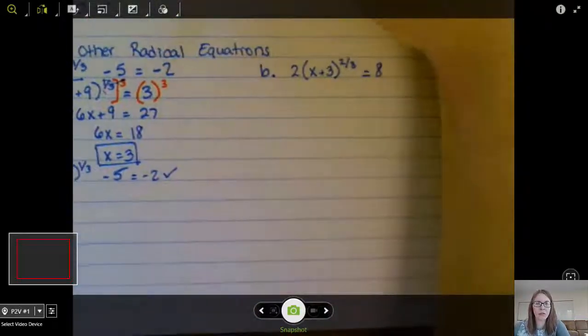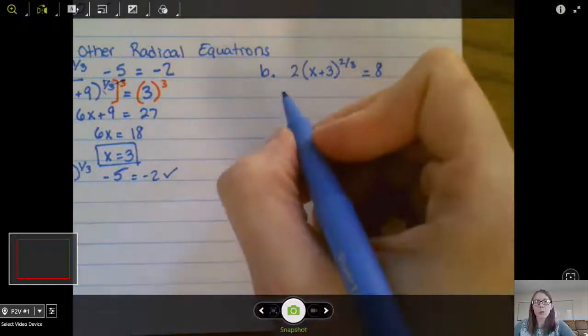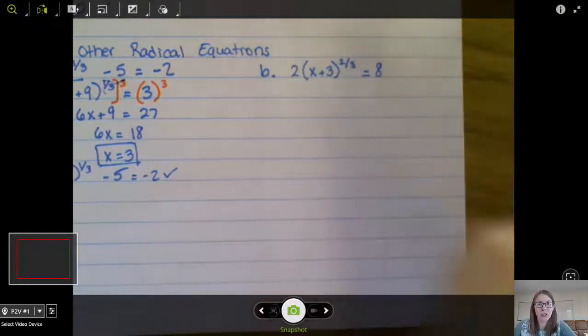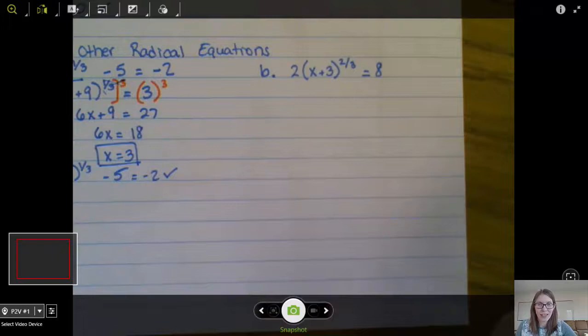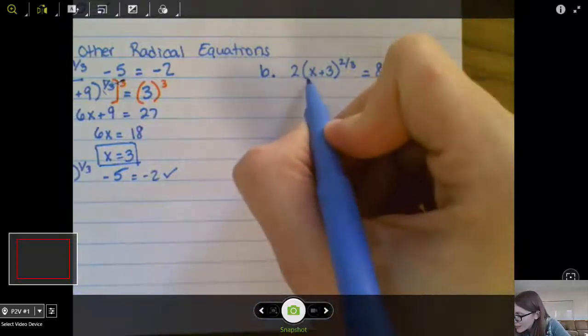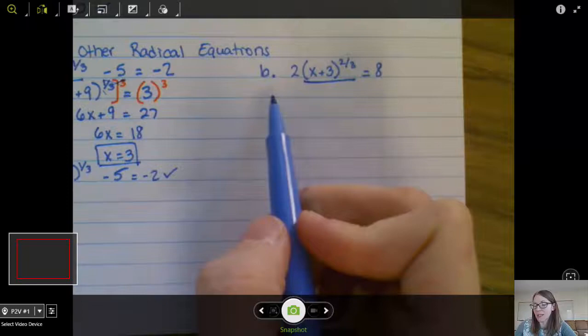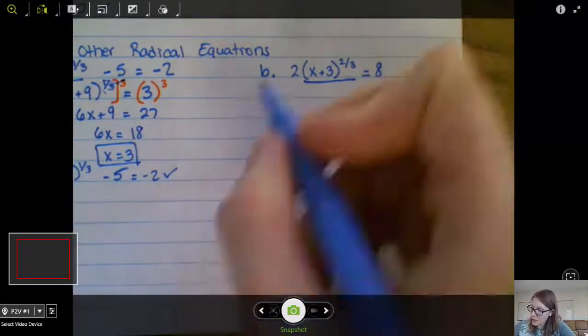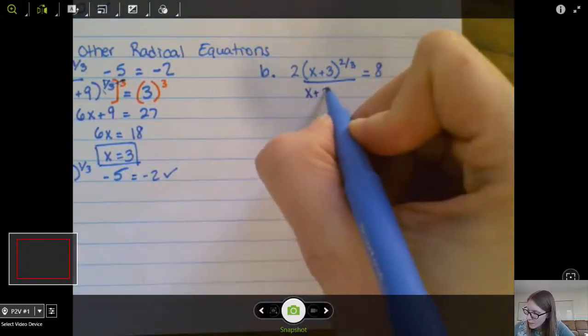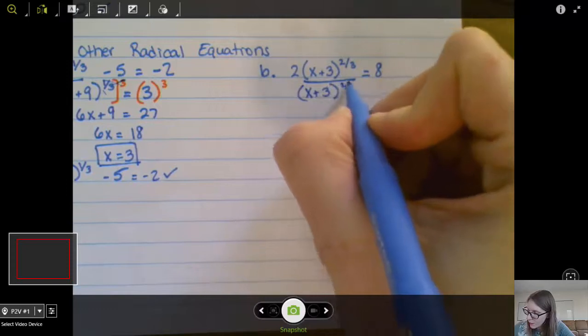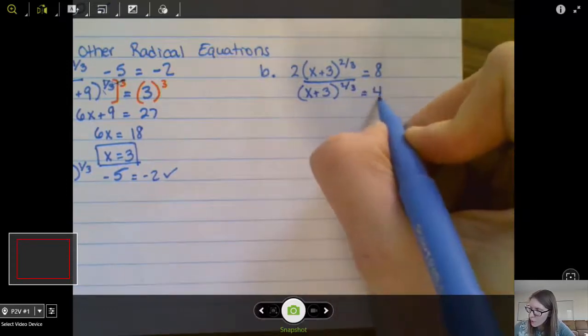Now let's do over here, part B. 2 times (x + 3)^(2/3) = 8. Again, I need to get that root part by itself, which in this case, our root part is the (x + 3)^(2/3). So I need to get rid of this 2 that's there. Divide both sides by 2. (x + 3)^(2/3) = 4.